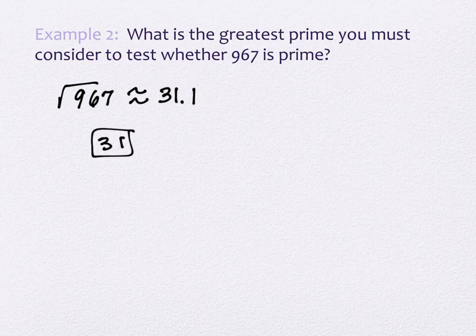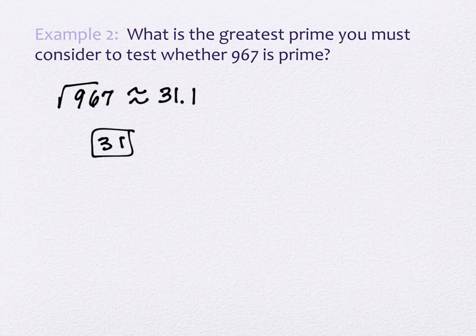Not because I sort of rounded 31.1 down to 31, but because I considered what numbers lower than 31.1 are prime, and 31 was one of them. So if this number, instead of saying approximately 31.1, had said 34.1, well, 34 wouldn't work because it's not prime, and 33 is not prime, it's 3 times 11, and 32 is not prime because it's even. The answer would still be 31, right?